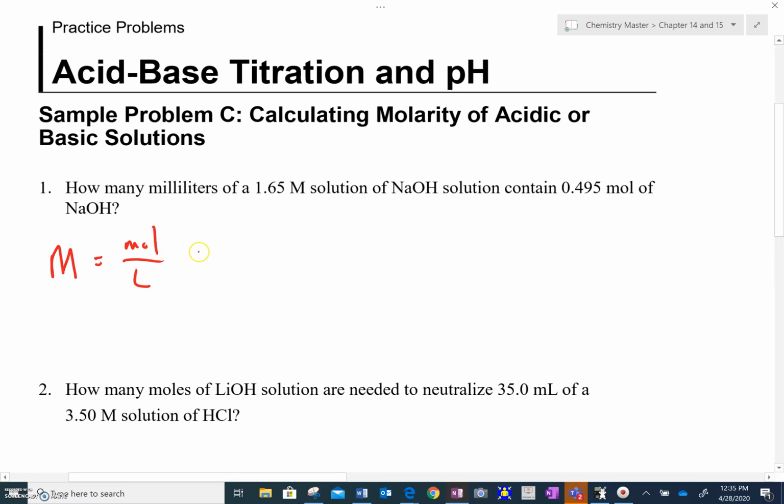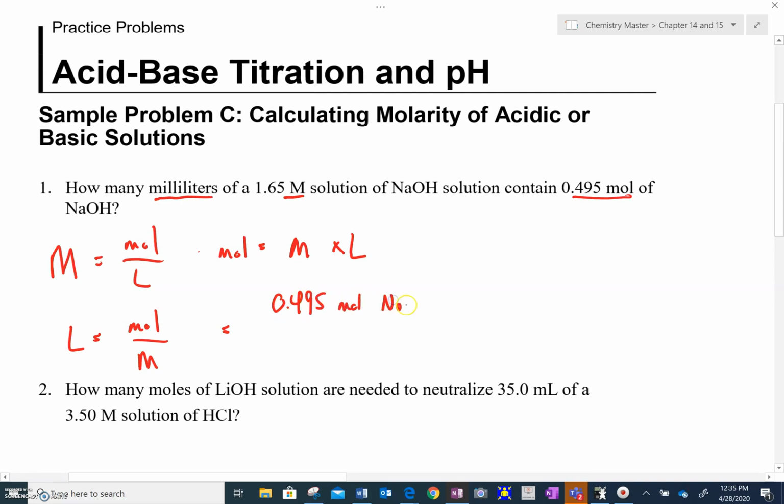Well, we know that we arrange this equation to find moles is equal to molarity times liters. But what we're going to do is flip it around to find milliliters. And that means that liters is equal to moles over molarity. So we're looking at this problem. Do you know molarity? Yes. Do you know moles? Yes. So the only thing we need to find is how many liters, and then we'll get that into milliliters. So don't panic.